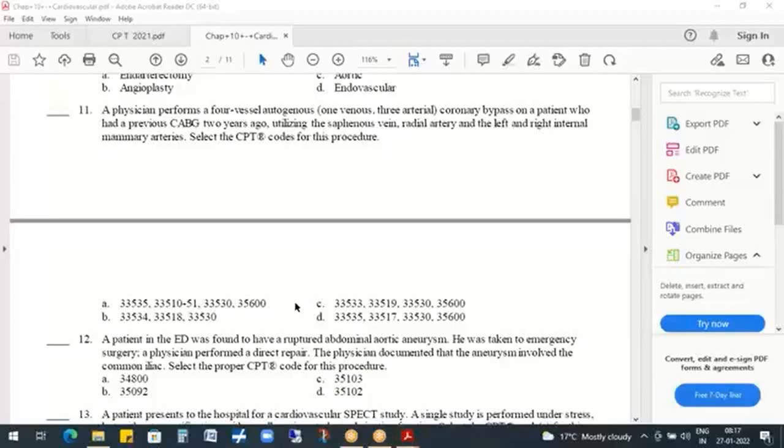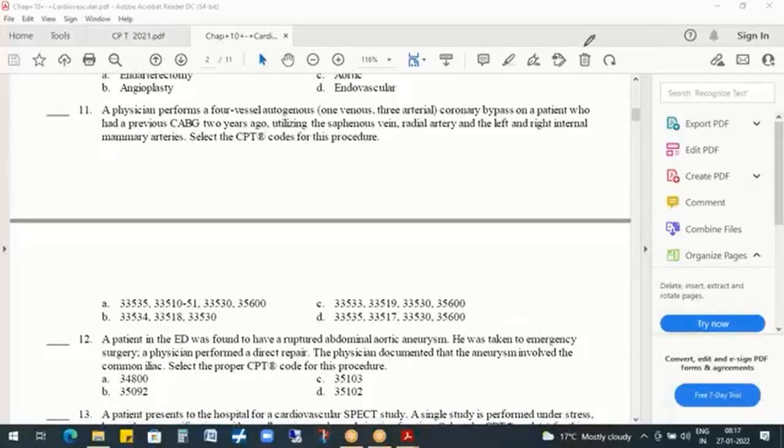Then what is the code description of 33530? Read the code description. Okay, they used it, meaning they harvested the arteries and veins separately. Yeah, now I got it, sir.